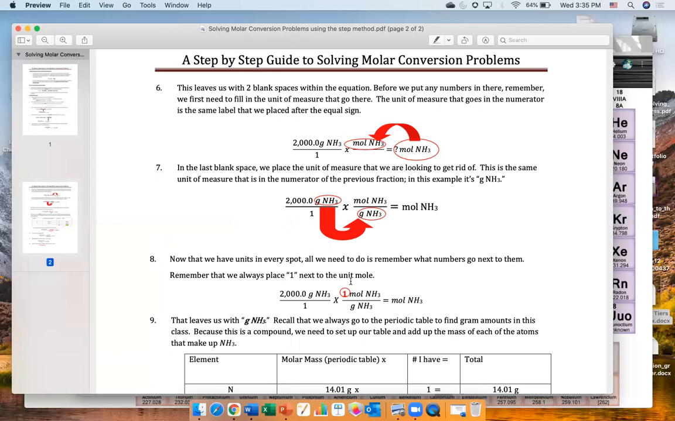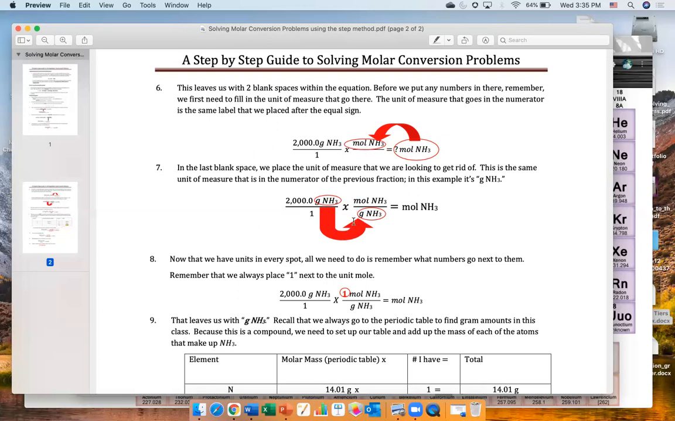So we always place a 1 next to the unit mole. So wherever you see the mole, in this question you see mole at the top. In some questions, you'll see mole at the bottom. It doesn't matter. Wherever your mole unit is, we place the number 1 next to it. So this comes straight from the definition of a mole.